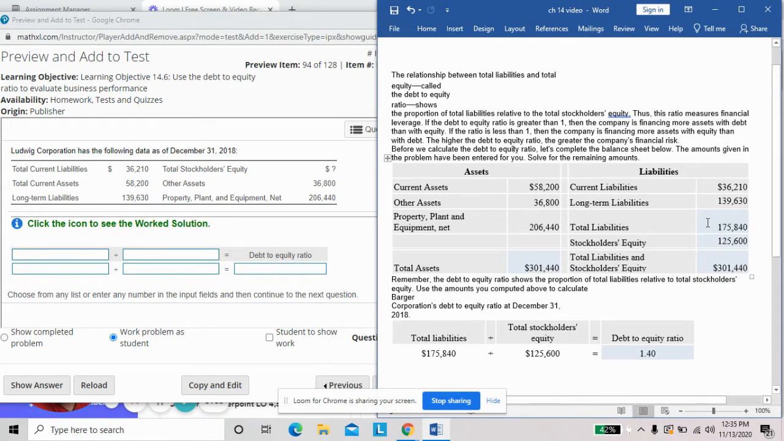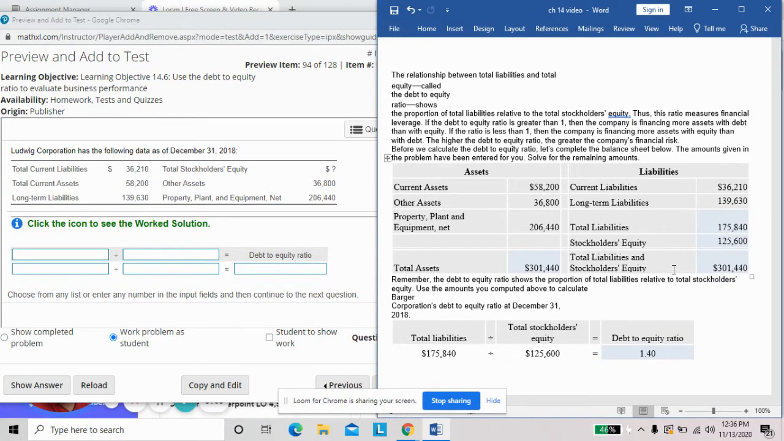Your stockholders' equity is not given, but we should know that the total liabilities and stockholders' equity is equal to the total assets. Therefore, to find the stockholders' equity, we take the total assets, 301,440, and subtract the total liabilities, which is 175,840, to find our stockholders' equity of 125,600. As you see here, the total assets and total liabilities and stockholders' equity match up at the value of 301,440.